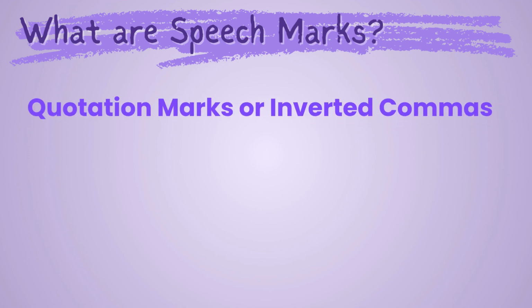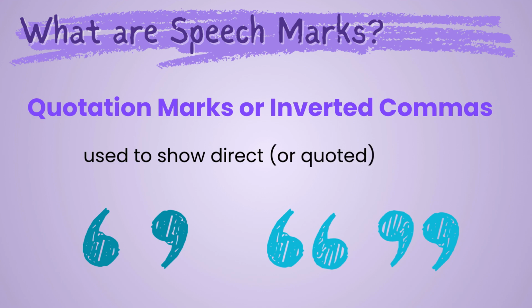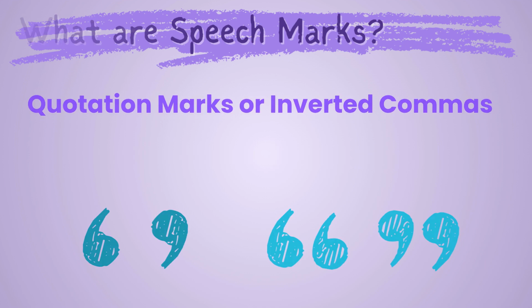Speech marks, also called quotation marks or inverted commas, are punctuation marks that look like this: a single set or double quotation marks. They are used to show direct or quoted speech, the actual words someone says out loud. The marks are placed at the beginning and the end of the spoken phrase. In Australia, we generally use single quotation marks for direct speech, citations and titles, while double quotation marks are kept for a quote within a quotation.